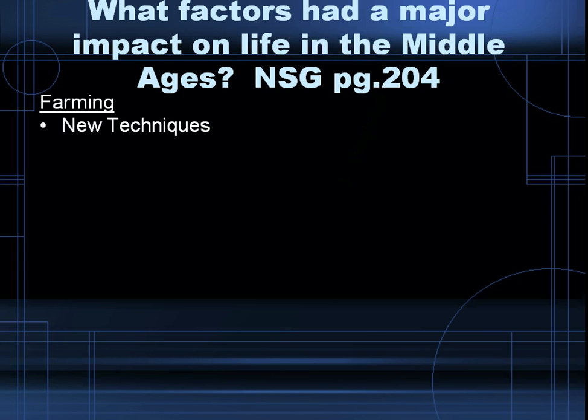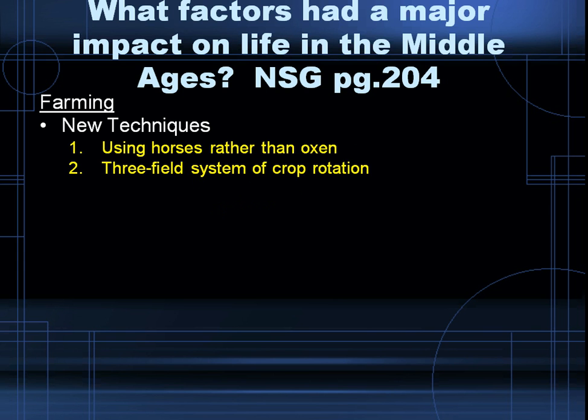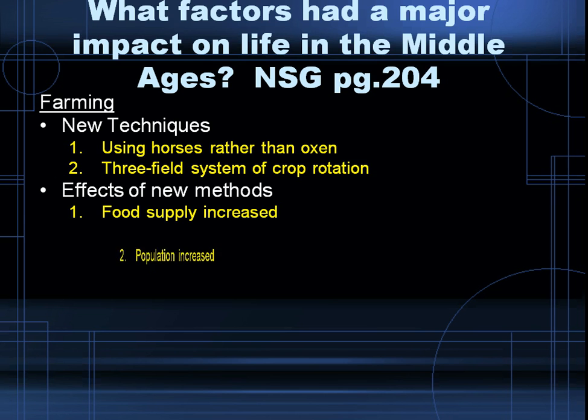First is farming. They had 2 new techniques: horses rather than oxen, 3-field system of crop rotation. They also had iron. They started using iron plows. The effects of this new method was food supply increased, population increased.